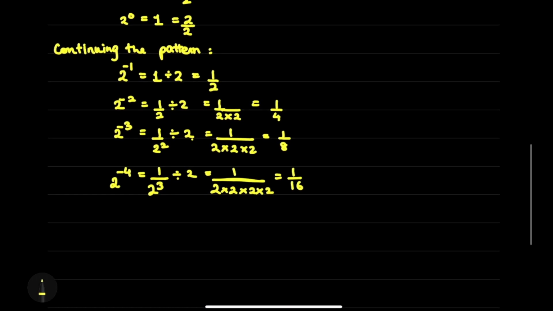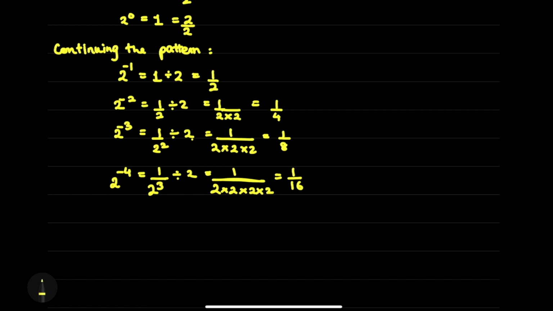So if we move on with this pattern and continue it in the negative form, we have 2 to the power minus 1 is 1 divided by 2, and that comes out to be 1 by 2. 2 to the power minus 2 is 1 by 2 divided by 2 again, and that comes out to be 1 by 4. And 2 to the power minus 3 again is 1 by 2 square divided by 2, that is 2 into 2 into 2, that is 1 by 8. And again 2 to the power minus 4 then comes out to be 1 by 16 in the very same fashion.